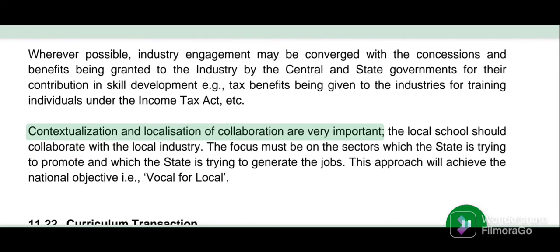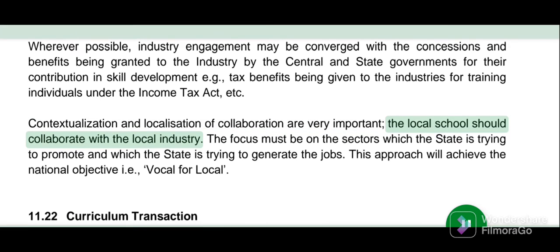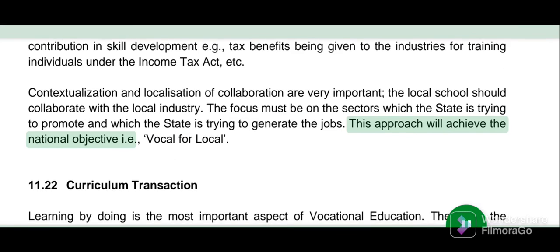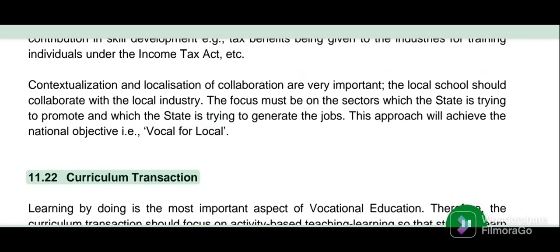Contextualization and localization of collaboration are very important. The local school should collaborate with the local industry. The focus must be on the sectors which the state is trying to promote and in which the state is trying to generate jobs. This approach will achieve the national objective, i.e., vocal for local.